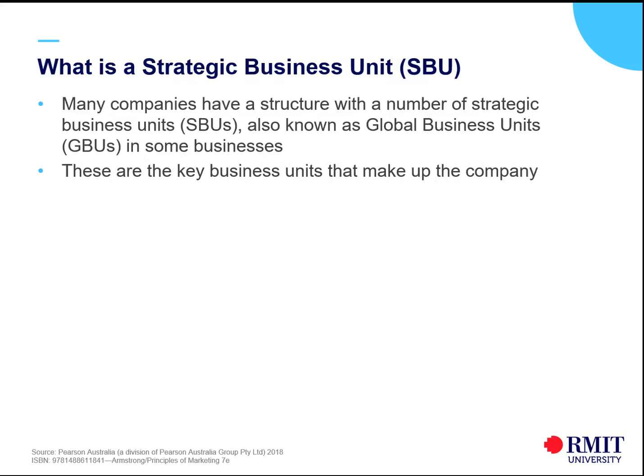A lot of companies have a structure with a number of strategic business units, also known as global business units in some companies. Procter & Gamble is an example of that. They have global business units, and these are key business units that make up the company. If I were talking about Procter & Gamble, we know they have a hair care section, a feminine care area, and household cleaning products. These are all strategic business units, or global business units as they call them.